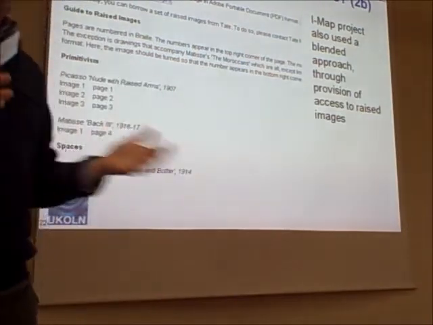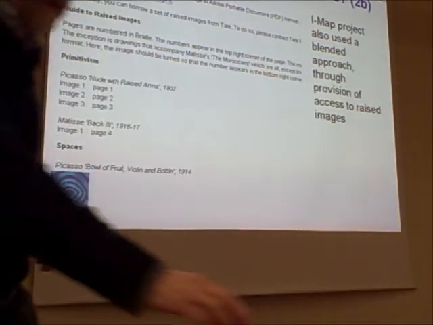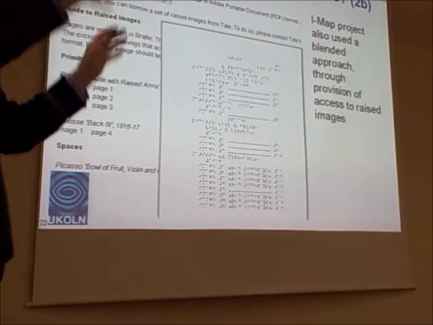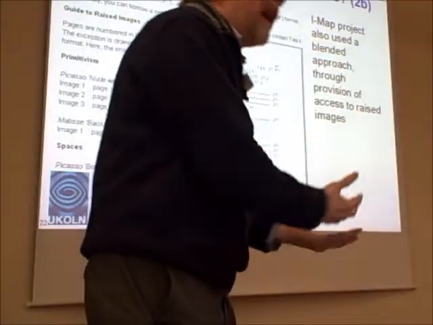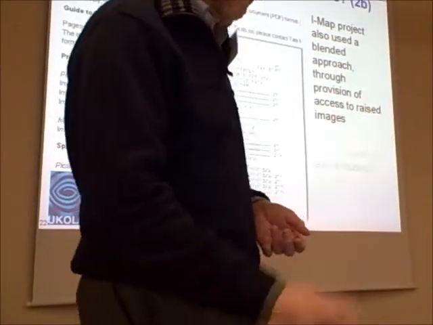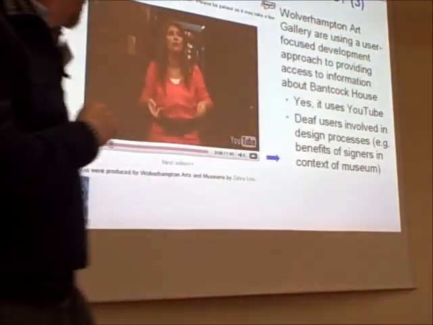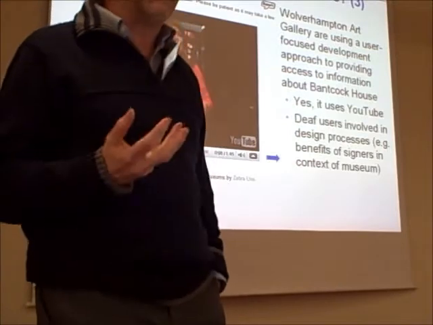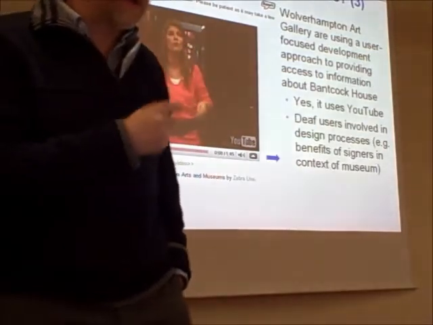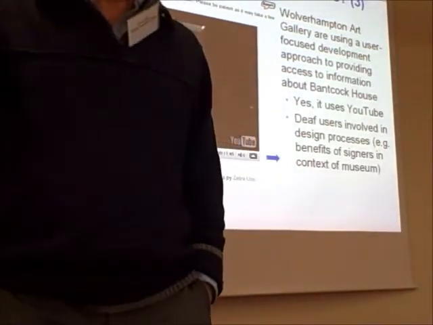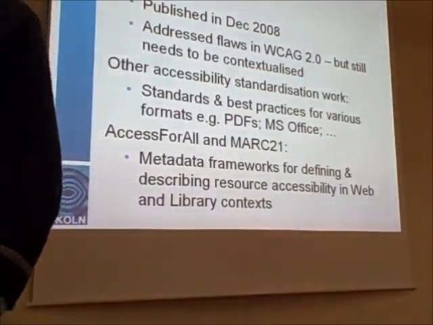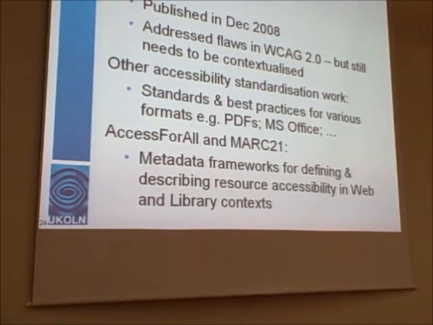And it was a blended approach as well, so there were the raised images and there was the Braille type output. So I thought that was a great example of that holistic approach being used in a cultural heritage context for a particular target audience. Another good example was Wolverhampton Art Gallery, in which they were providing signing, and again, the approach that they were taking was to have the deaf users involved in the design processes. So that was, we felt, an important part of the approach.